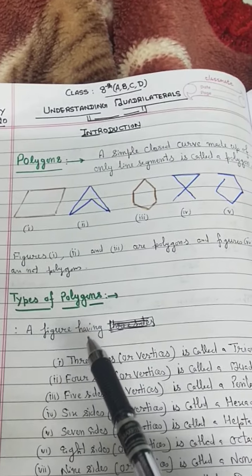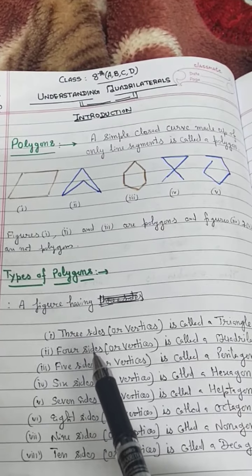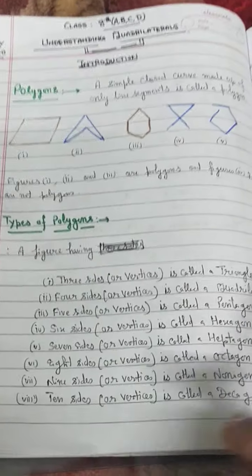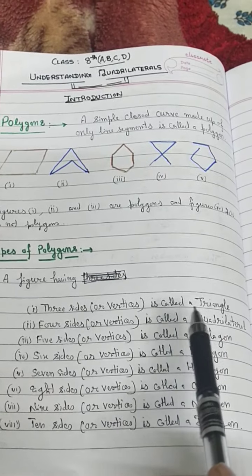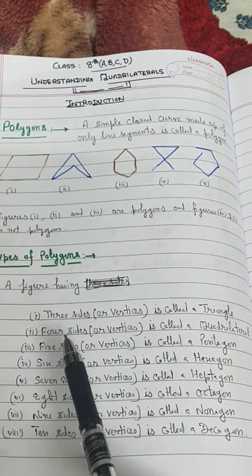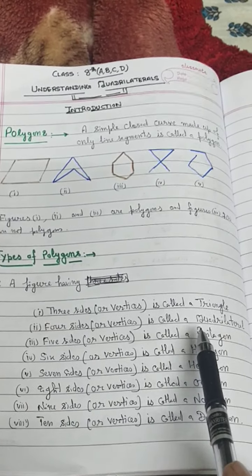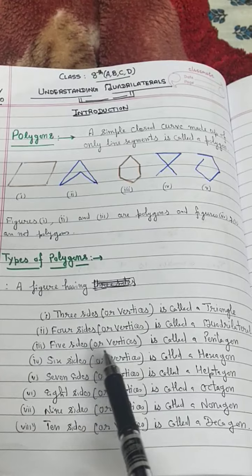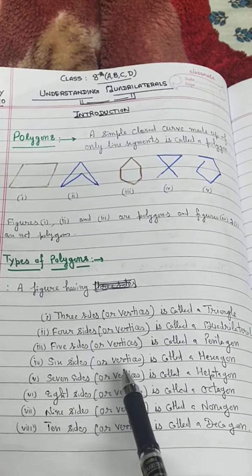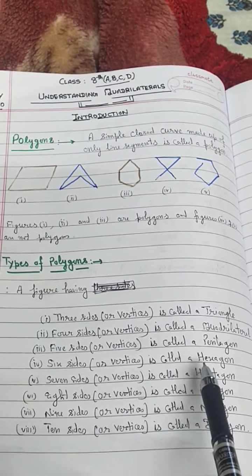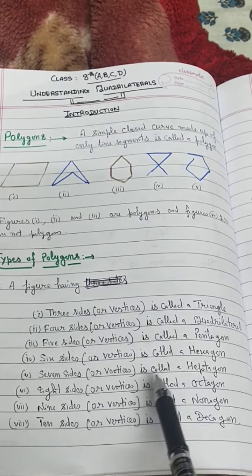Next, types of polygons. A figure having three sides and three vertices is called a triangle. A figure having four sides or vertices is called a quadrilateral. A figure having five sides or vertices is called a pentagon. A figure having six sides or vertices is called a hexagon. A figure having seven sides or vertices is called a heptagon.